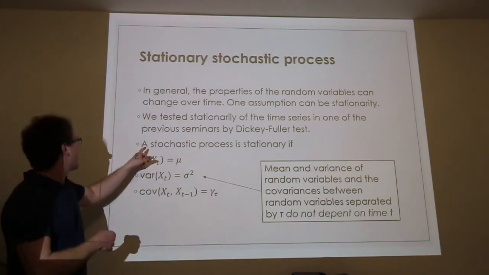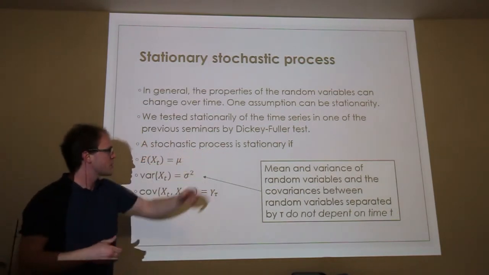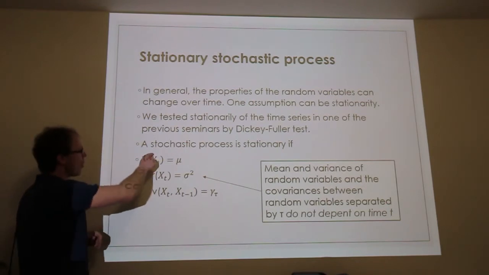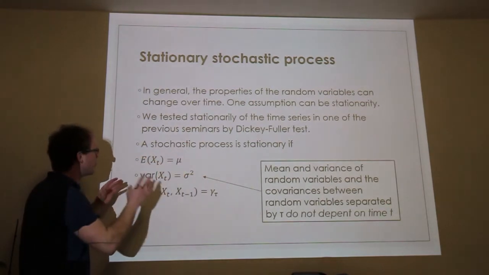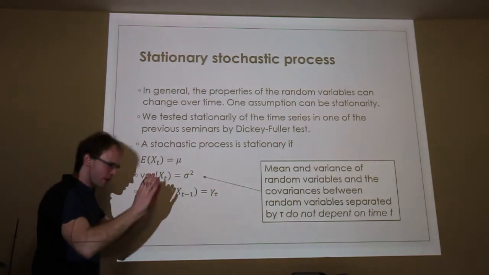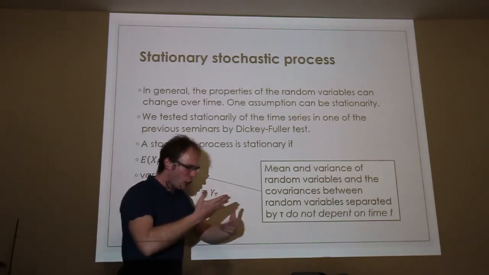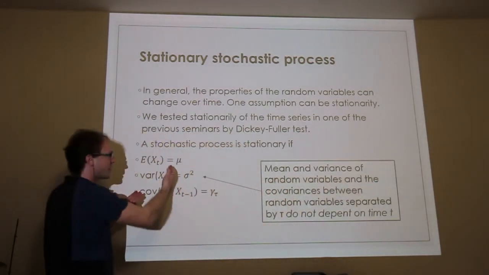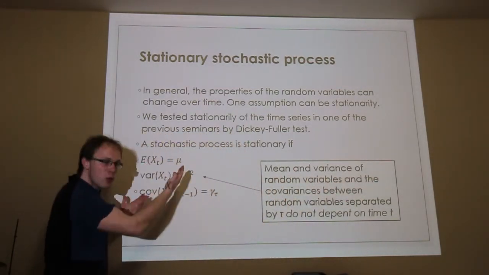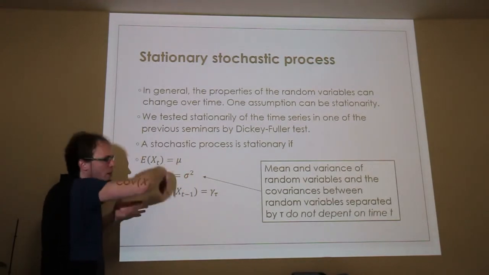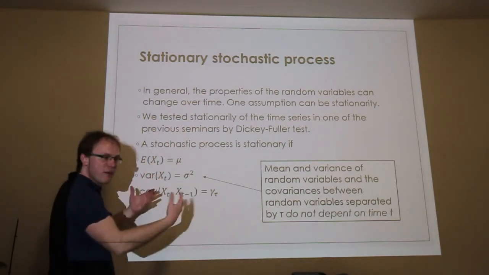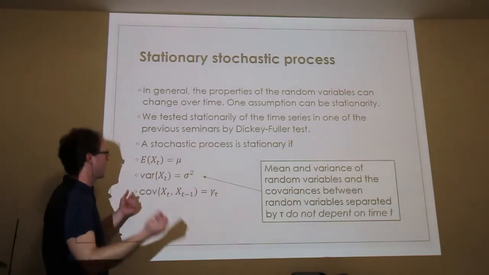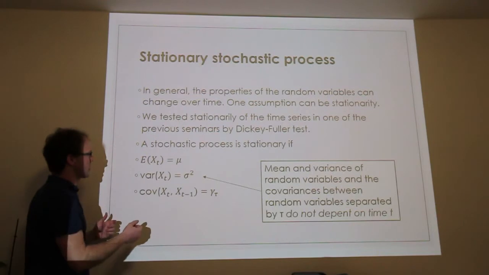You remember this. A stochastic process is stationary if the expected value of x(t) is equal to mu. So the expected value, the mean, is constant. It can be 0, it can be 1000, it can be 1 million or minus 500, but mu is still the same mu. The expected value is a constant.